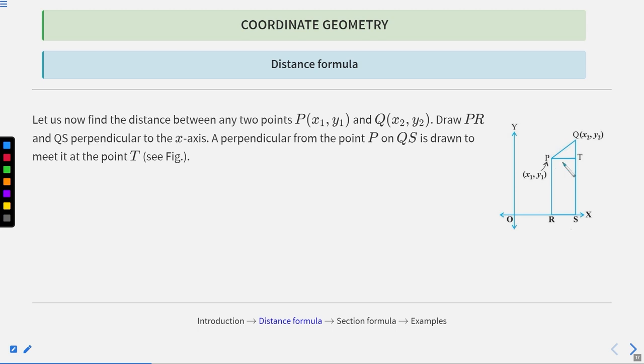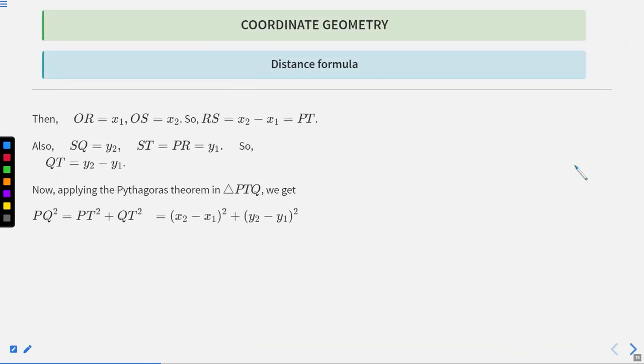Okay, so now from this right angle triangle PQT, here we can use Pythagoras theorem. So now applying the Pythagoras theorem in triangle PTQ, we get PQ square is equal to PT square plus QT square. And here we find the length of PT is equal to x2 minus x1 and the length of QT is equal to y2 minus y1. Okay, so PQ square is equal to x2 minus x1 whole square plus y2 minus y1 whole square.